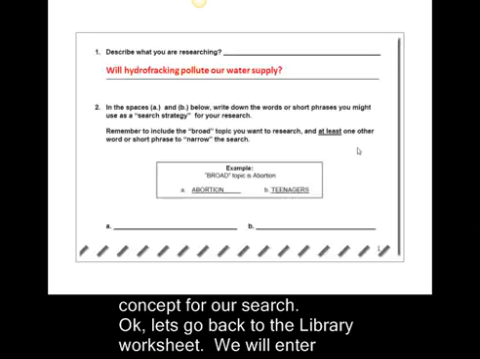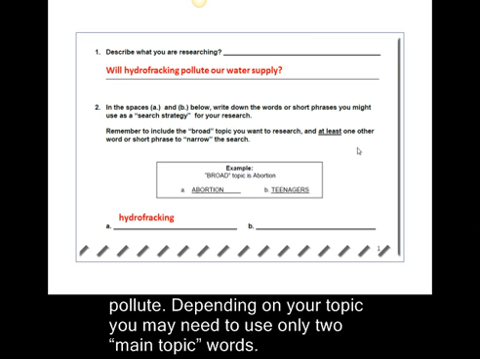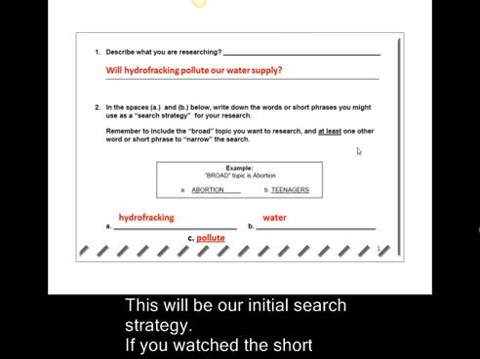Okay, let's go back to the library worksheet. We will enter hydrofracking in space A, water in space B, and we will add a space C so we can use the word pollute. Depending on your topic, you may need to use only two main topic words. This will be our initial search strategy.